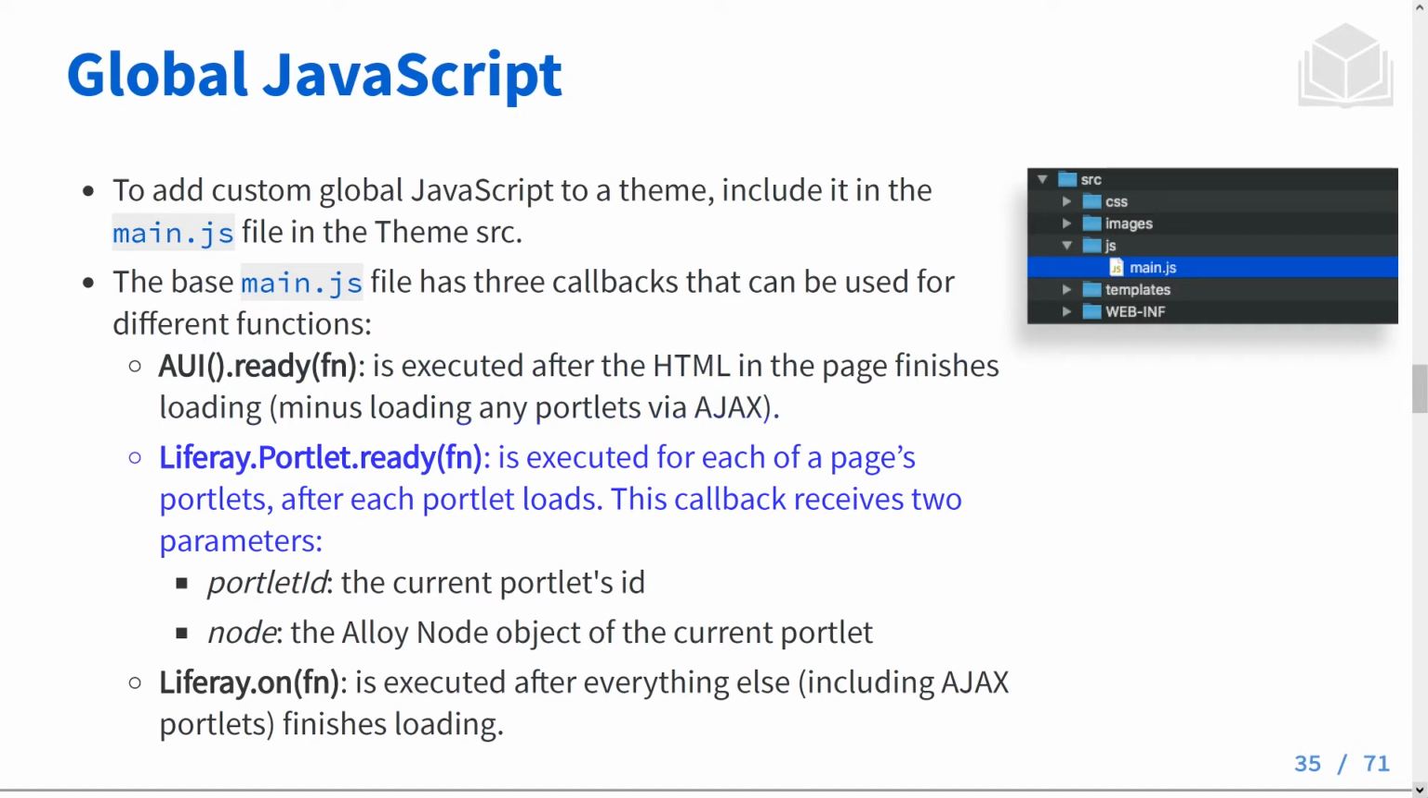The Liferay.portlet.ready callback is executed for each of a page's portlets. After each portlet loads, the callback receives 2 parameters: the portlet ID, which is the current portlet's ID, and node, which is the alloy node object of the current portlet. Finally, Liferay.on is executed after everything else, including AJAX portlets, finishes loading.